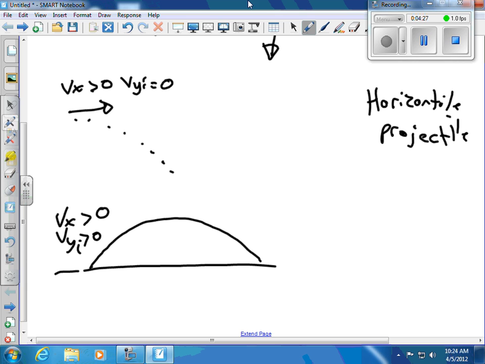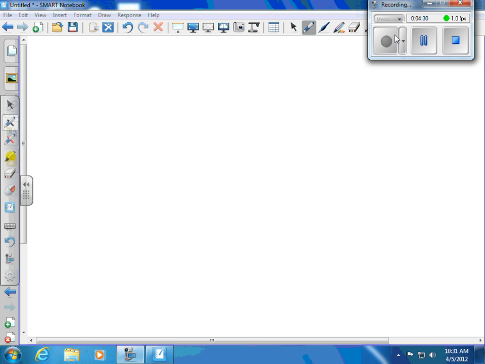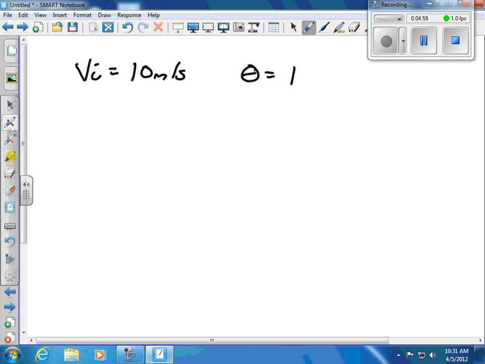Okay, so an example is Mr. Bennett hits a golf ball with an initial velocity of 10 meters per second at an angle of 10 degrees above the horizontal. So Vi equals 10, and our angle theta equals 10 degrees.